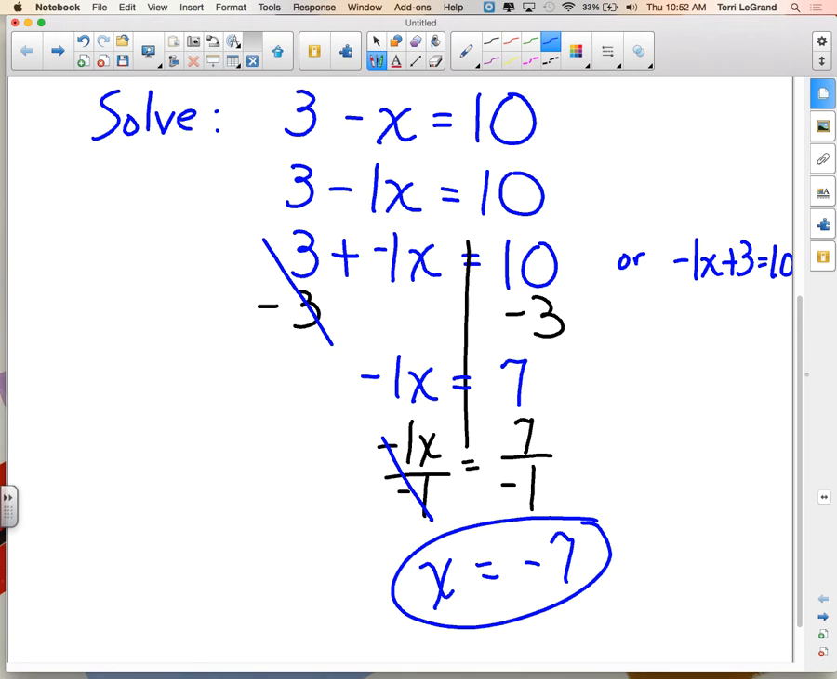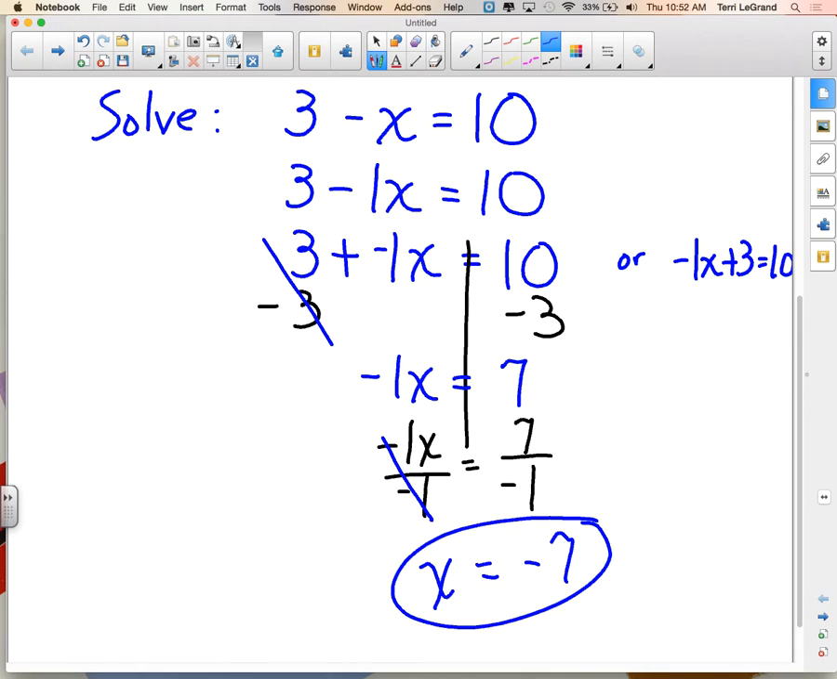What do we do if we want to make sure we have the right answer for these problems? Check it. Okay, how would we check it? So we take the original equation, 3 subtract x equals 10. We have to put 3 subtract, what goes in for x? Negative 7 equals 10.